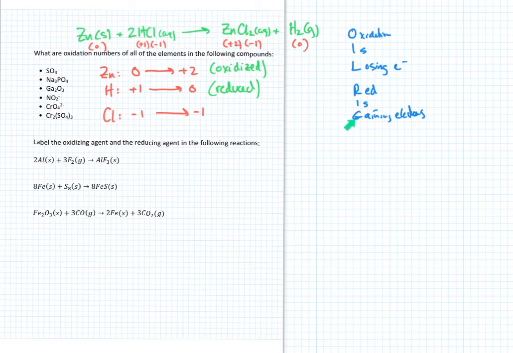Now, once you know it's reduced, that one actually is gaining electrons, and oxidized is actually losing electrons, which makes sense. It's going from a zinc 0 to a zinc 2+. It must be losing electrons in order to do that.